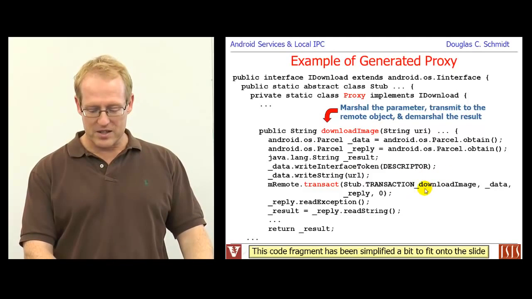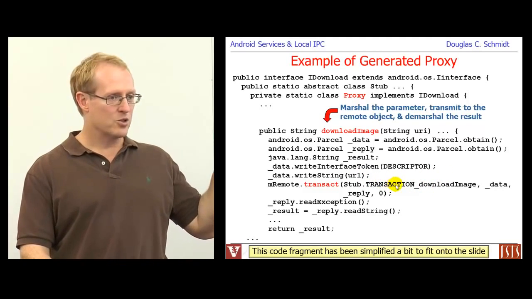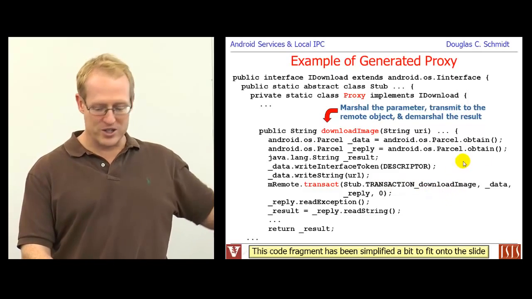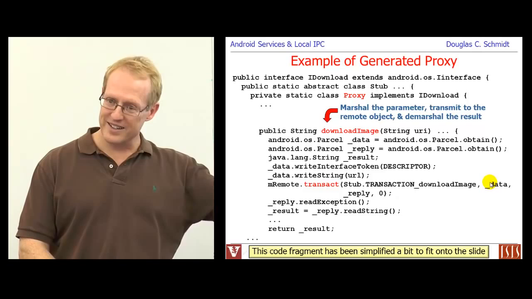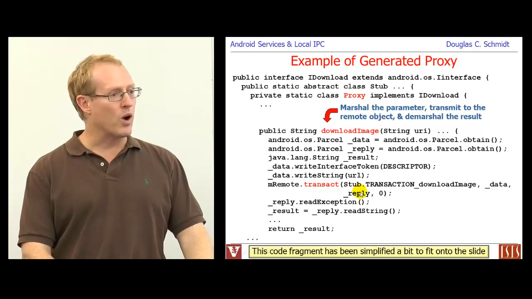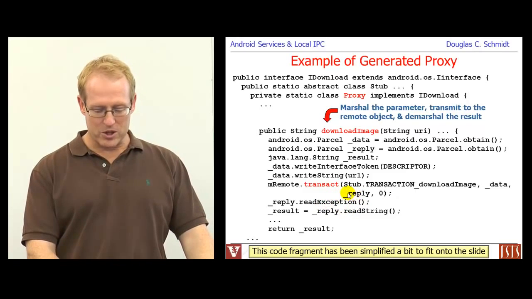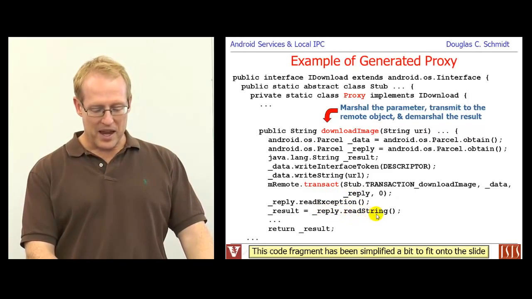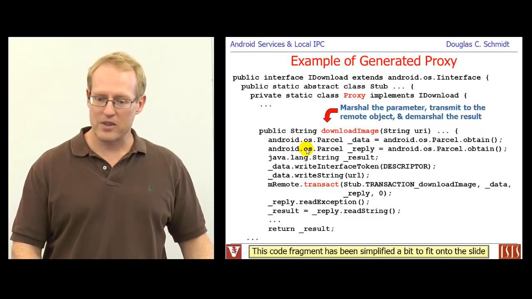What transact does is it says, here's the operation that I want performed. I want to do the TRANSACTION_downloadImage operation. And here's the data it should work on, which in this case is the string containing the URI. And here's where I want you to put the reply. We'll see what happens in that method in a second. Then when this thing returns, we take the reply and copy its result as a string into _result, and that's what we return as the return value from that particular method.